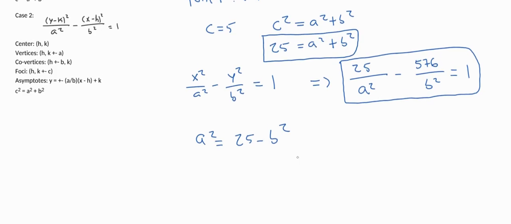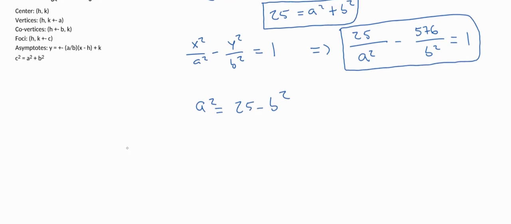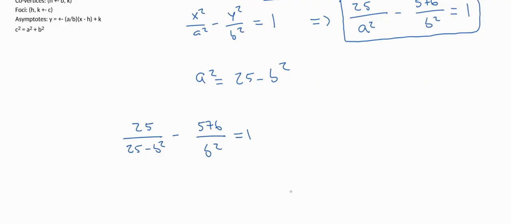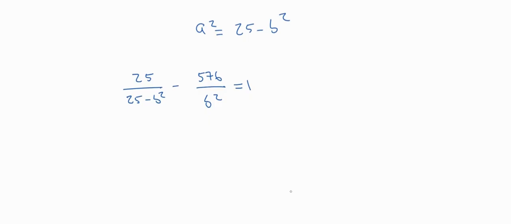And now I'm going to plug that into our second equation here for a squared. And so I'll get 25 over 25 minus b squared minus 576 over b squared equals 1. Okay, so now I want to clear out the denominators. So I'm going to multiply both the left and right side of this equation by the common denominator of b squared times 25 minus b squared.